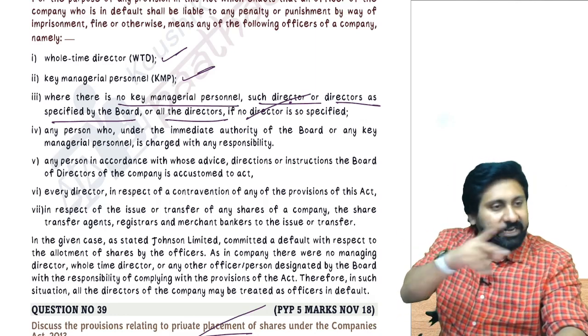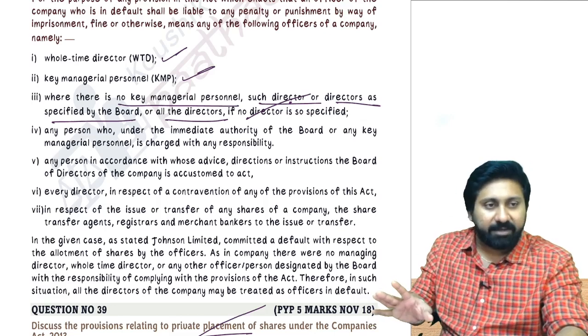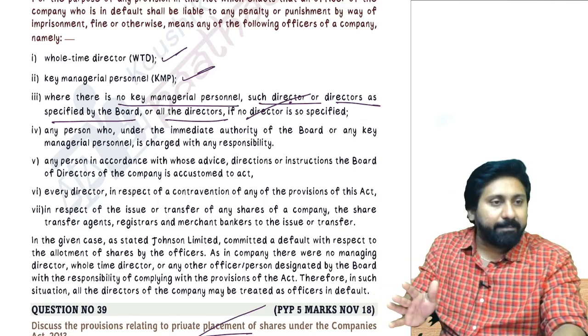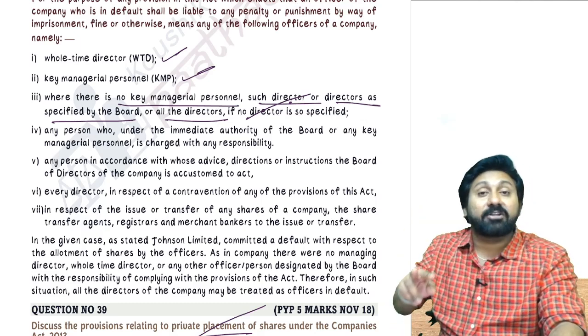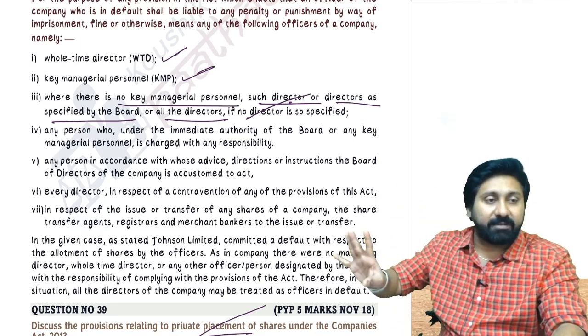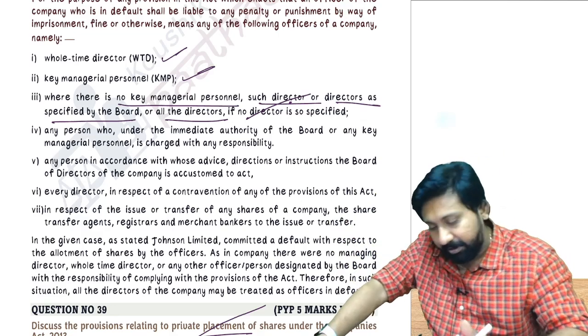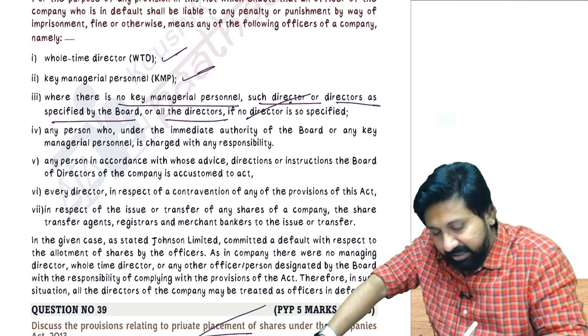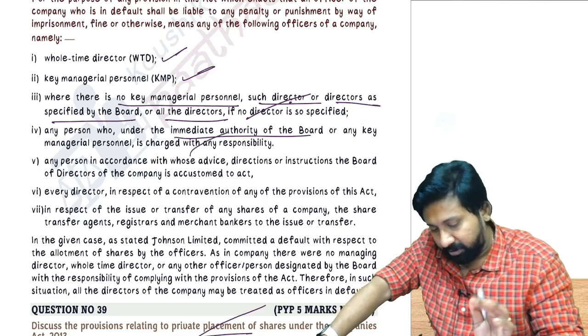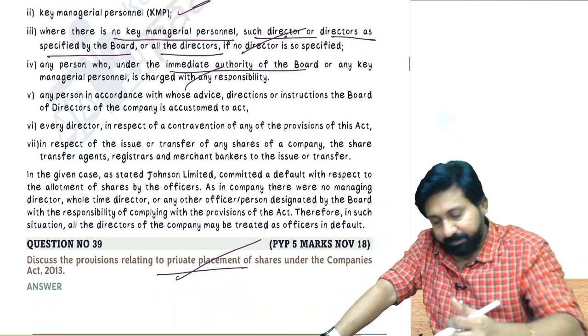If a whole-time director is there, he will be liable. If KMP is there, he is liable. Where there is no KMP, whichever director is authorized by the board to take the complaints, he will be liable, or else all directors will become liable. Any person under the immediate authority of the board, these persons will be liable.